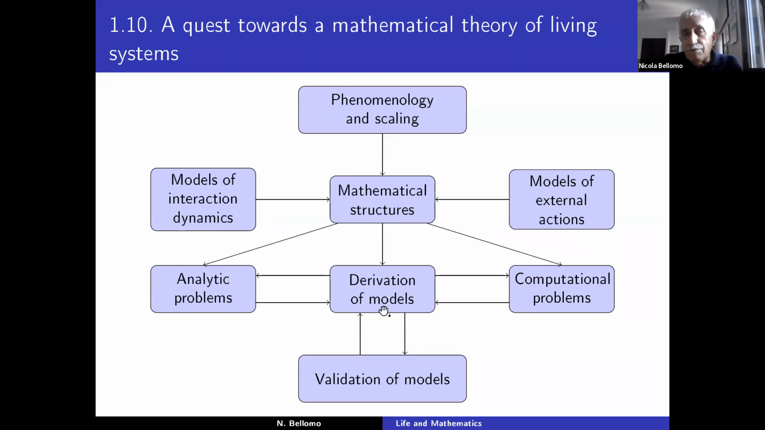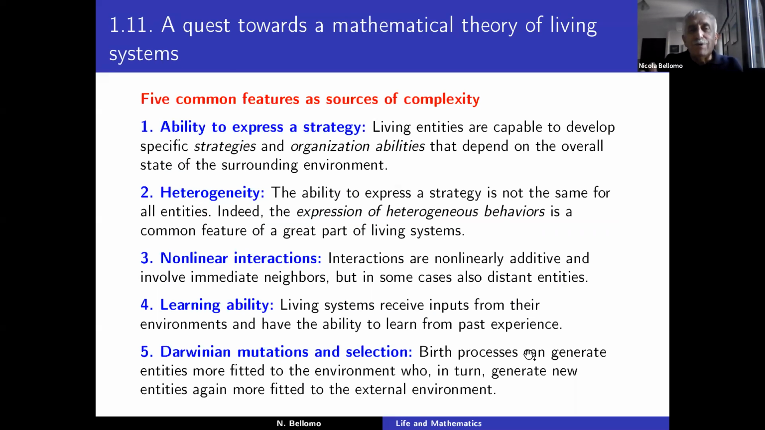And then after all, it is technical: maybe extremely difficult analytic problems, computational problems, validation of models. So even a pure mathematician will be very happy or very unhappy, because analytic problems are extremely difficult. Happy if they solve it, unhappy if they don't. So we move now to the derivation of the structure. Derivation of the structure means a structure with the ability to insert the common features as sources of complexity. Actually, so many. Let us try to select the 5 most important ones.